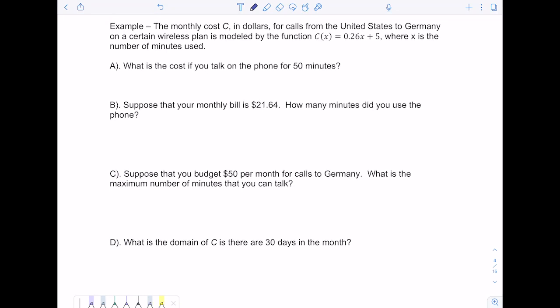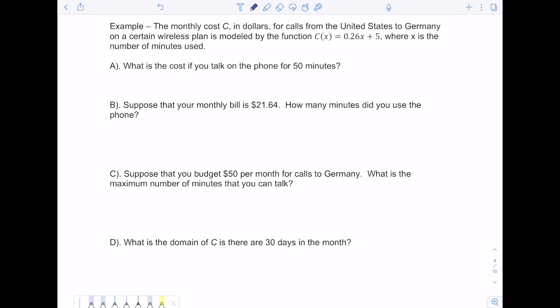If you want to pause the video and take a second and read the example, and then unpause when you're ready, and we'll work it out. The monthly cost C in dollars for calls from the United States to Germany on a certain wireless plan is modeled by the function C of x equals 0.26x plus 5, where x is the number of minutes used. So anytime you have some kind of wireless plan, the amount of money that you're paying is modeled by some function. Here, 0.26 would probably be 26 cents per minute, and the 5 would be like a flat $5 fee for having that service.